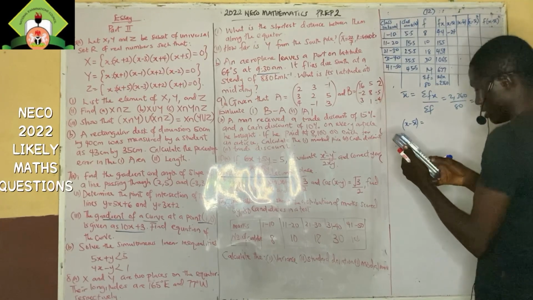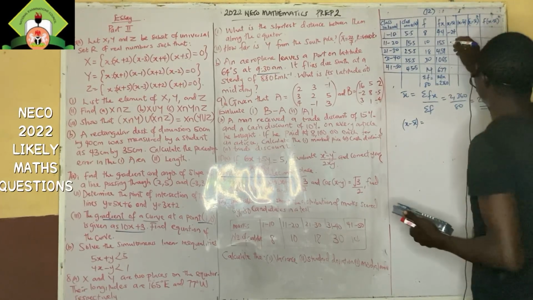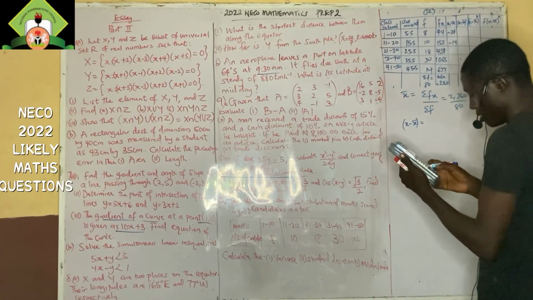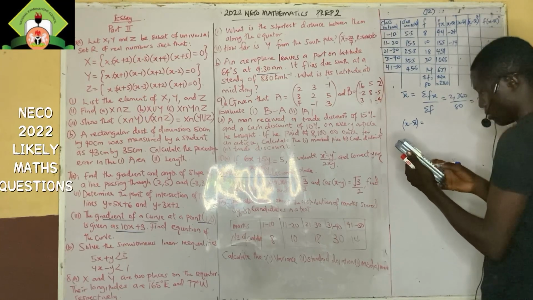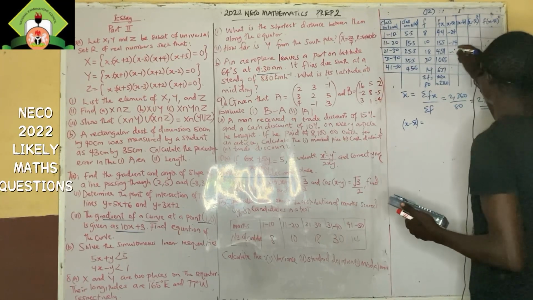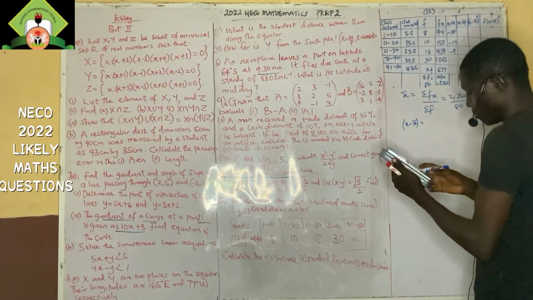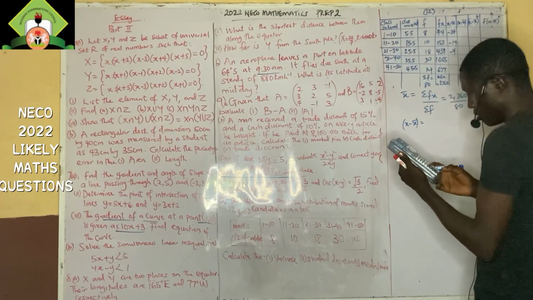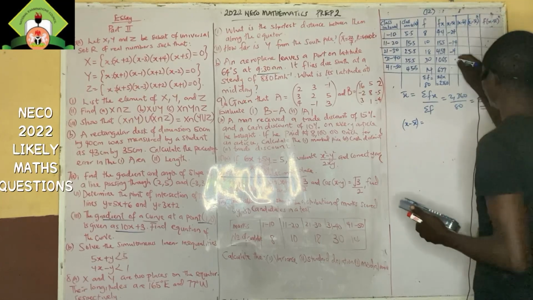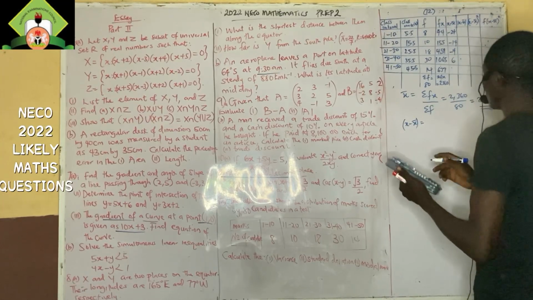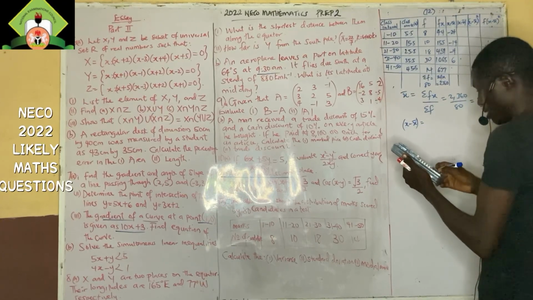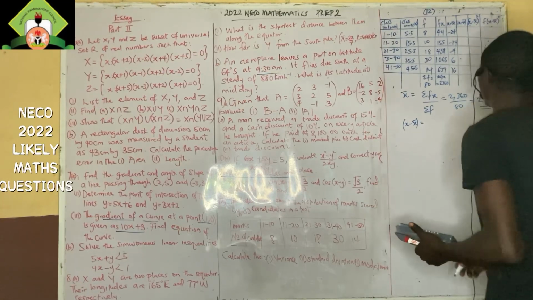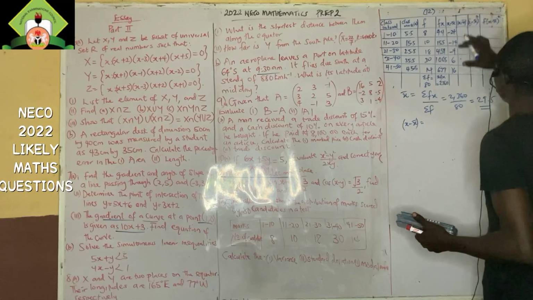15.5 minus 29.5 is minus 14 here. 25.5 minus 29.5 is minus 4. 35.5 minus 29.5 will give you 6. 45.5 minus 29.5 is 16. So that's that. As we have to calculate the mean deviation now, we need this one.